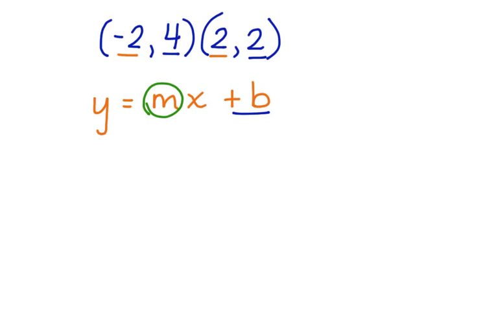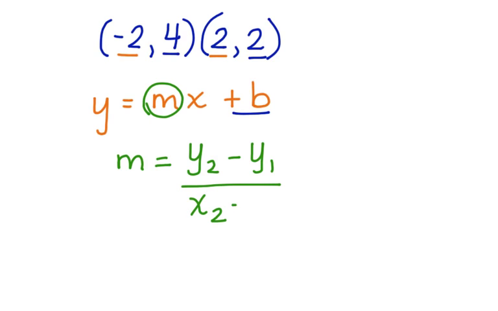The first thing that we have to do in this case is find the slope. So slope, m, can be found by doing y2 minus y1 divided by x2 minus x1. These values, the x2 and the y1, and the y2 and the x1, are found here. So let's substitute these values into this formula for finding slope.